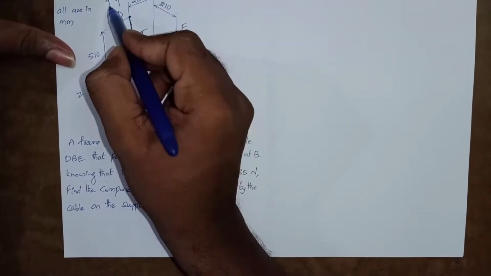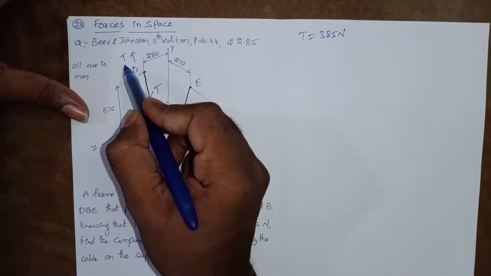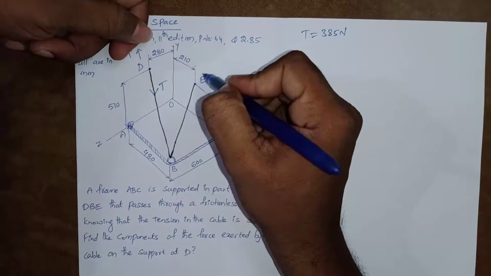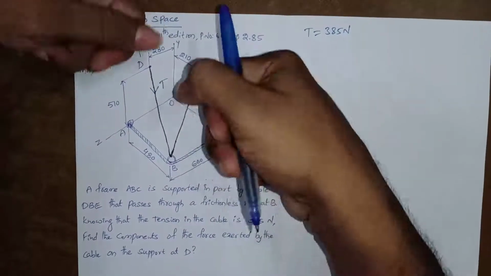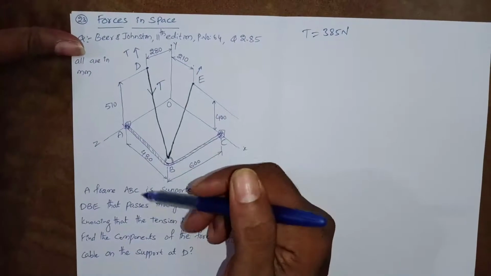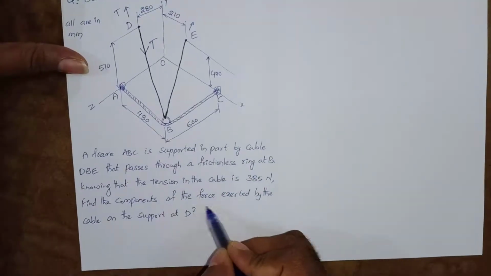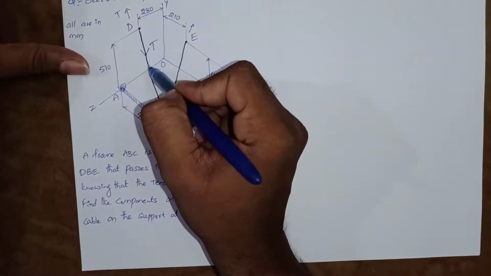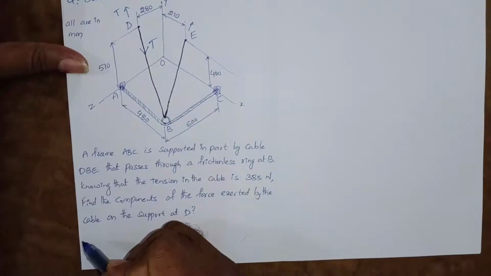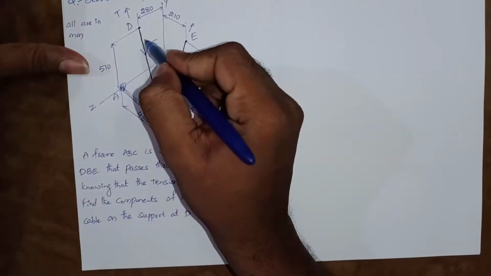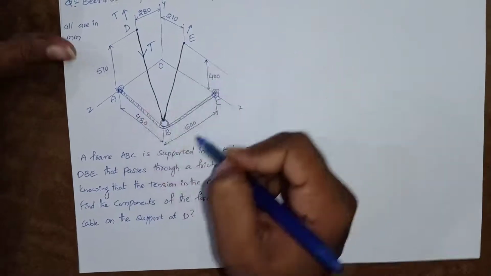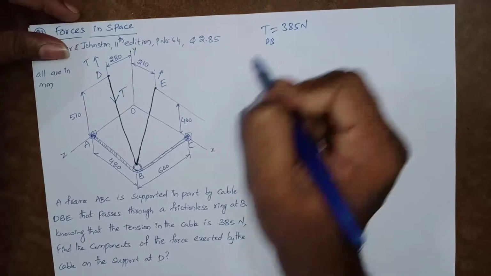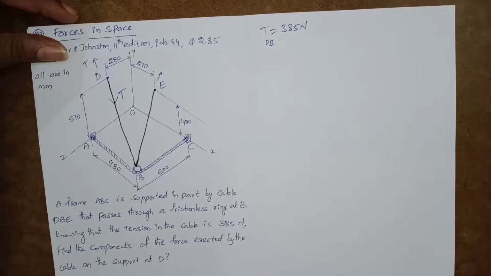This T here will become the force exerted by the support on the cable. It will try to pull in this direction, and here also at E it will try to pull this cable in this direction. Thereby this complete cable will be in tension. In the problem, what we want is the force exerted by the cable on the support, so this will be in this direction, T. Now we have to find the components of this force T that is acting from D to B, the tension in the cable DB.